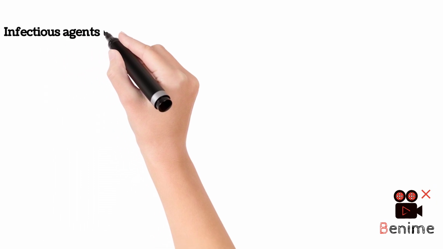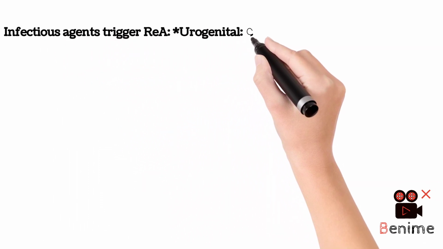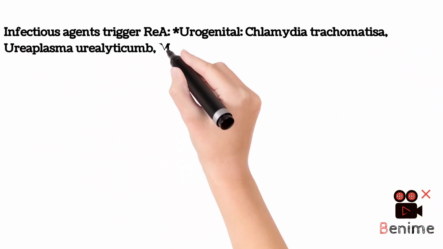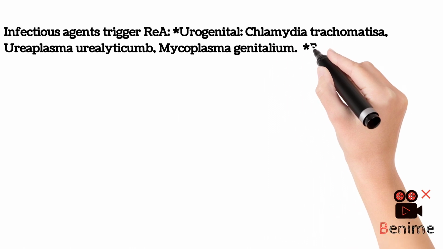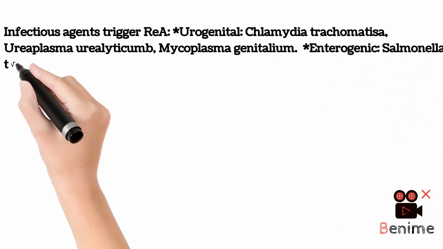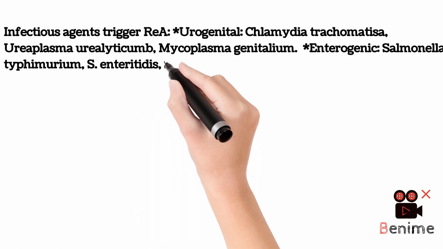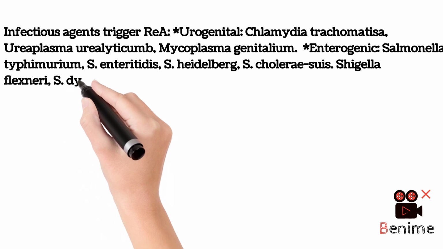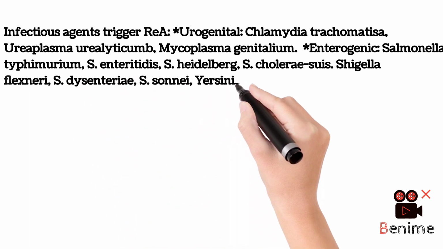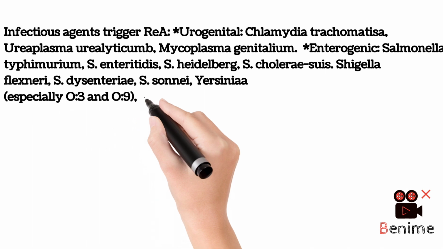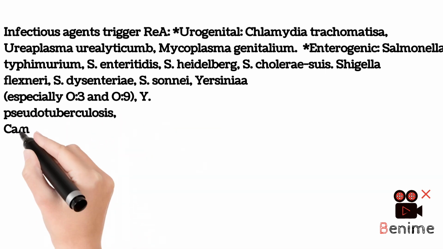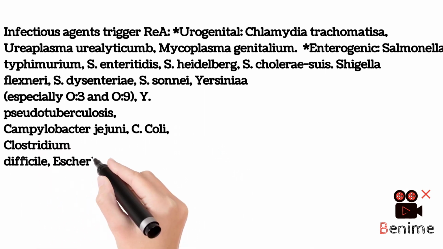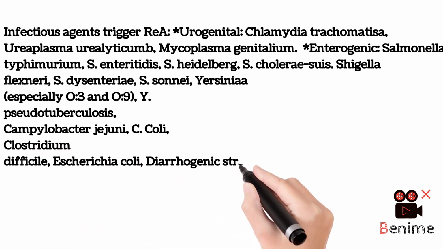Infectious agents trigger reactive arthritis. Urogenital: Chlamydia trachomatis, Ureaplasma urealyticum, Mycoplasma genitalium. Enterogenic: Salmonella Typhimurium, S. enteritidis, S. Heidelberg, S. choleraesuis, Shigella flexneri, S. dysenteriae, S. sonnei, Yersinia, especially O3 and O9, Y. pseudotuberculosis, Campylobacter jejuni, C. coli, Clostridium difficile, Escherichia coli, diarrheagenic strains, Giardia lamblia.